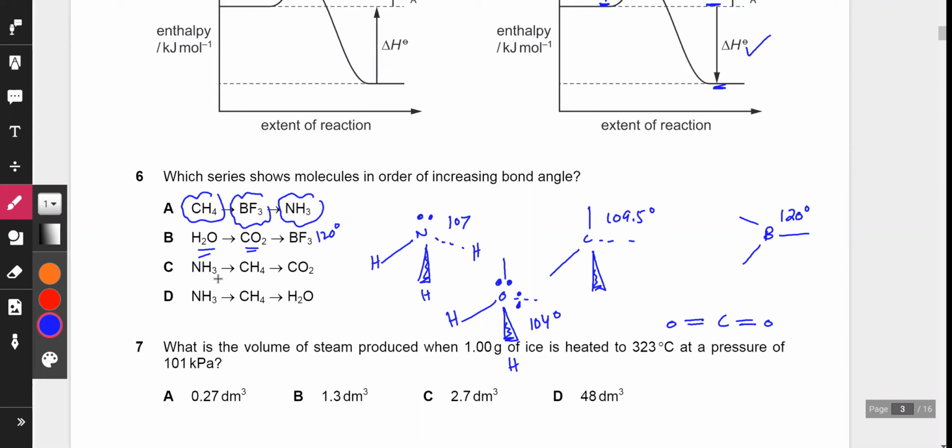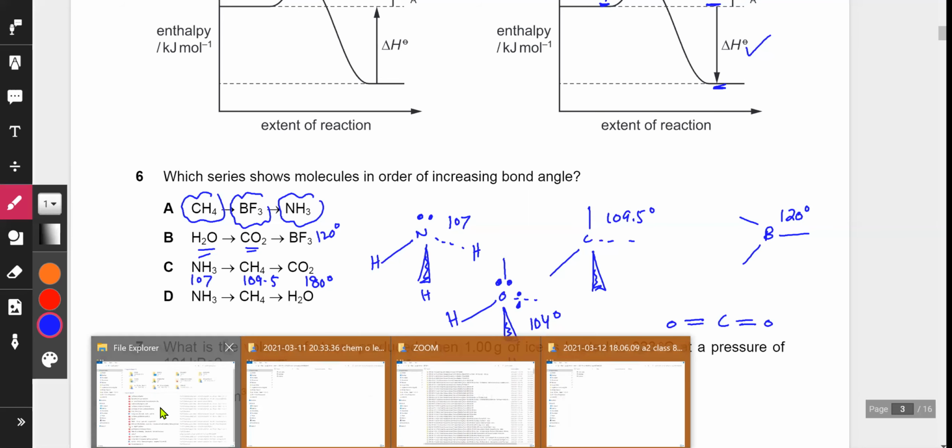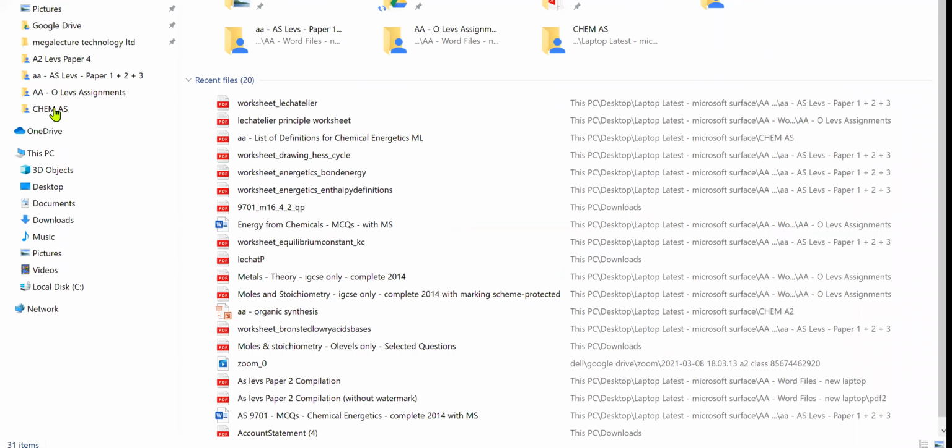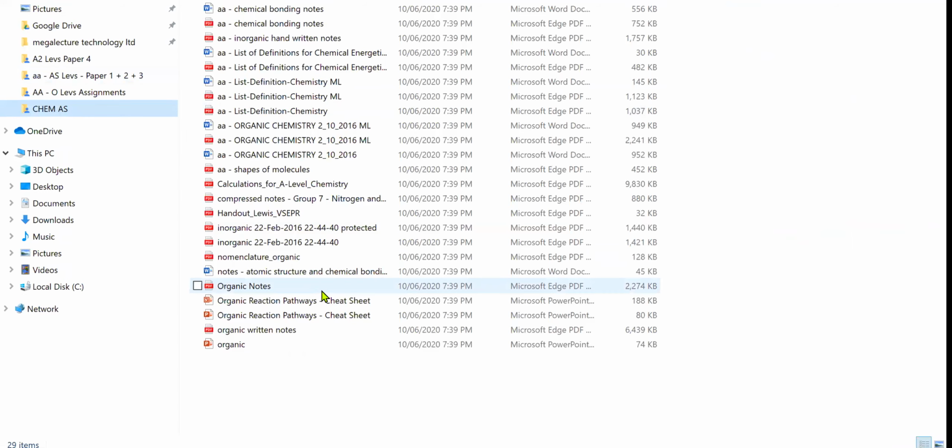NH3, it probably looks to be C. NH3 is 107. CH4 is 109.5, and CO2 is 180 degrees. So I've already shared with you all the bond angles and the shapes. Let me just quickly revise what the shapes of the molecules are.